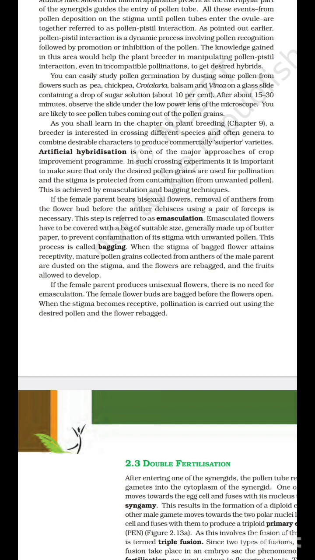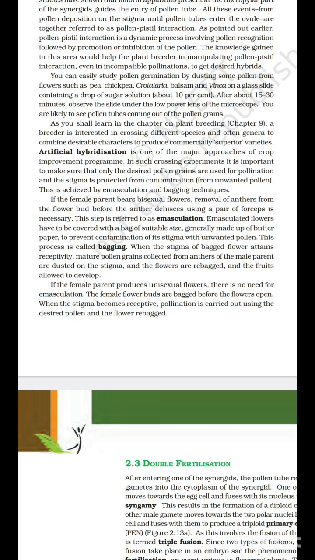Emasculated flowers have to be covered with a bag, generally made up of butter paper, to prevent the contamination of the stigma with unwanted pollen. This process is known as bagging. When the stigma of the bagged flower attains receptivity or maturity, mature pollen grains collected from the anthers of the male plant of your choice are dusted on the stigma, and the flowers are rebagged and fruits allowed to develop.